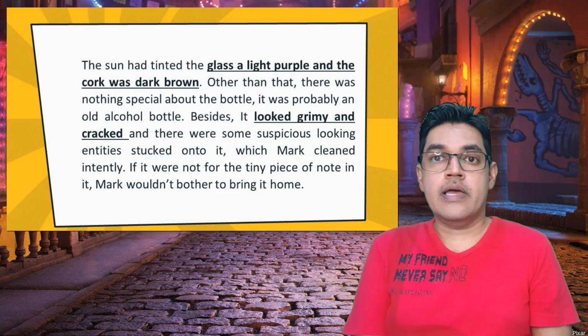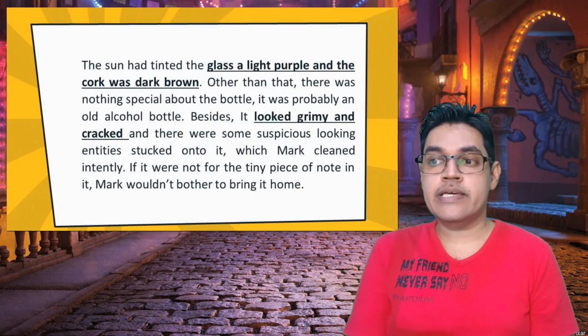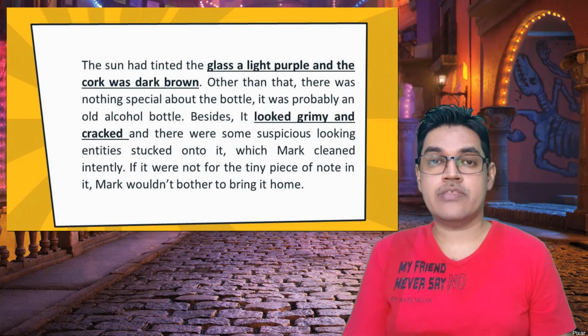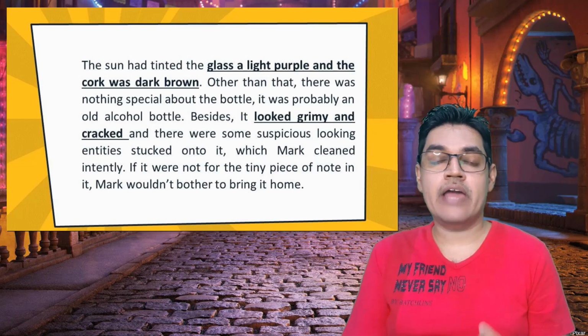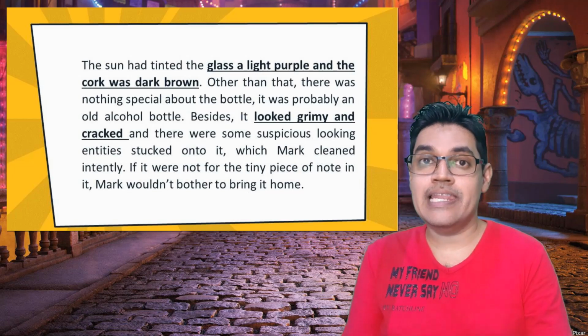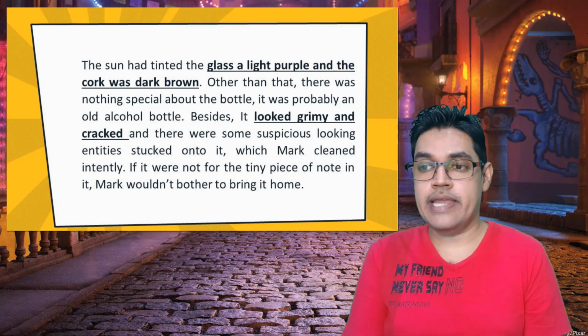Okay, now let us look at the next paragraph. The sun had tinted the glass a light purple and the cork was dark brown. So if you see here in this paragraph, I have given a description of the bottle. Meaning to say here, I added color to the bottle. Now, let us look at the next sentence.